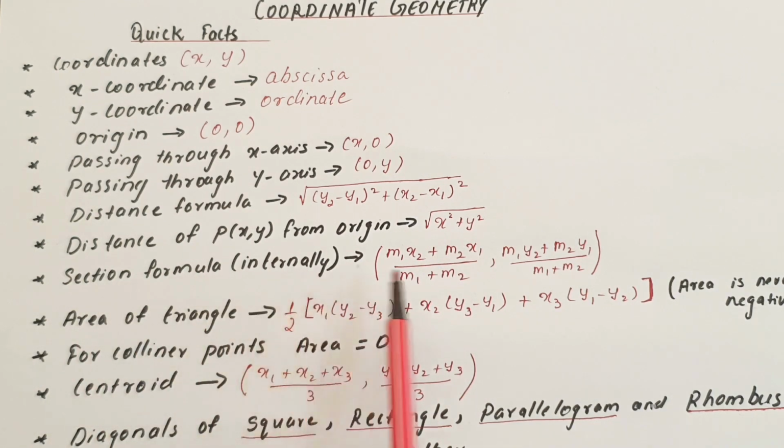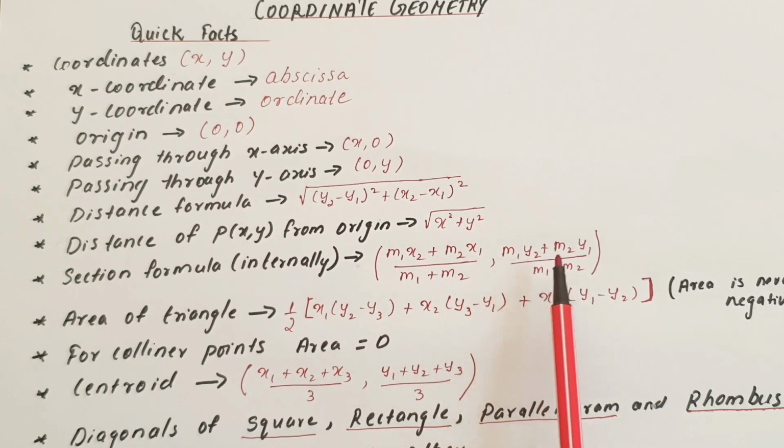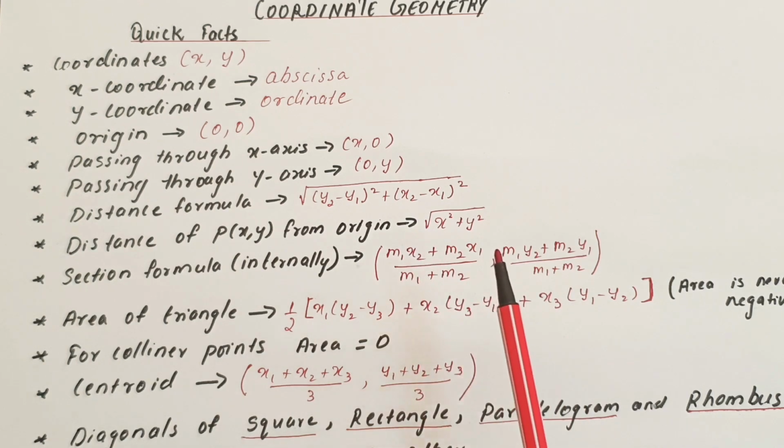Section formula internally: m1 x2 plus m2 x1 by m1 plus m2, m1 y2 plus m2 y1 by m1 plus m2, where m1 and m2 are the ratio that divides a given line segment.